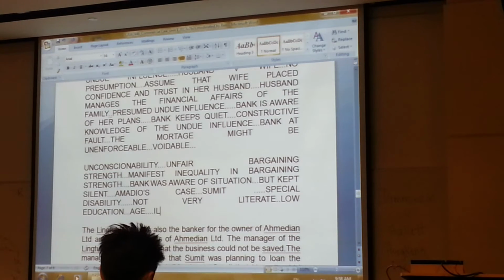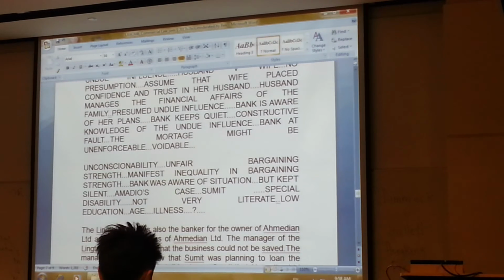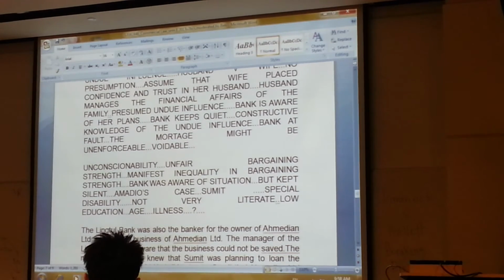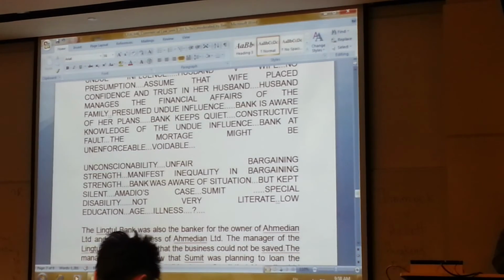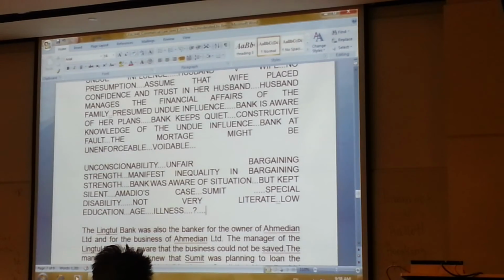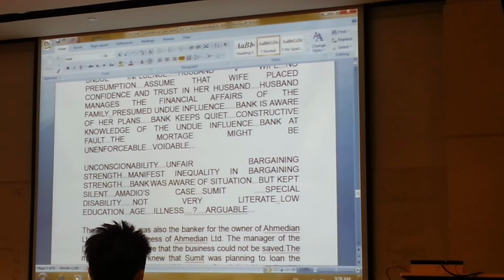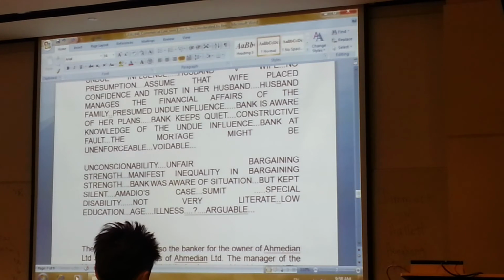We don't know whether she's ill. All these are question marks. We don't know. So assuming there's a combination, class, she has, for example, poor education, poor skills, she's old, she's going blind, her husband's illness is there, then you can argue special disability. Arguable. So, if you look at it, class, the mortgage should be set aside.